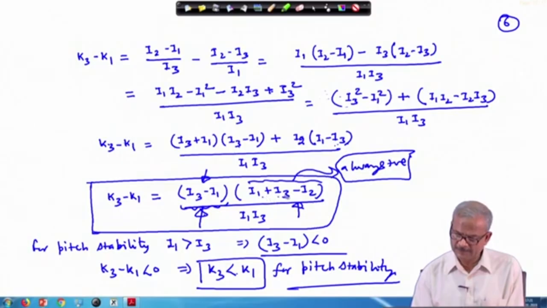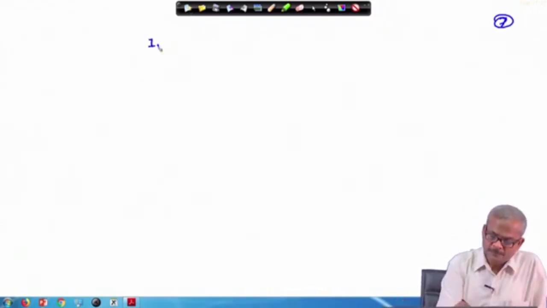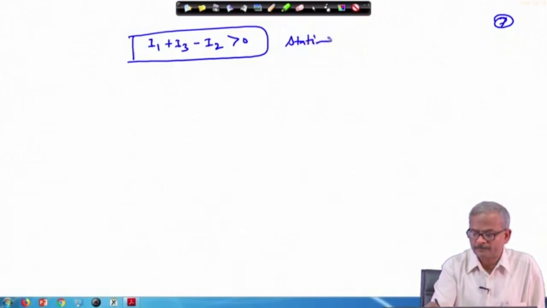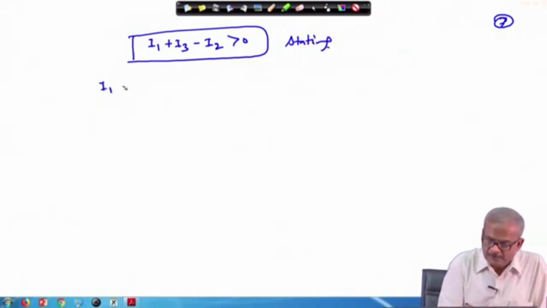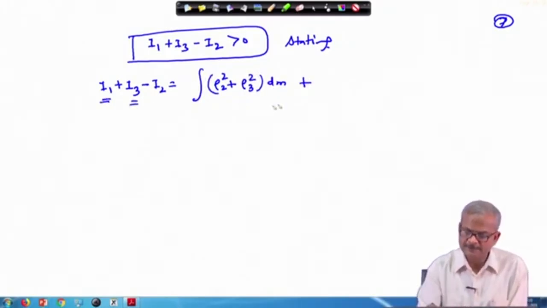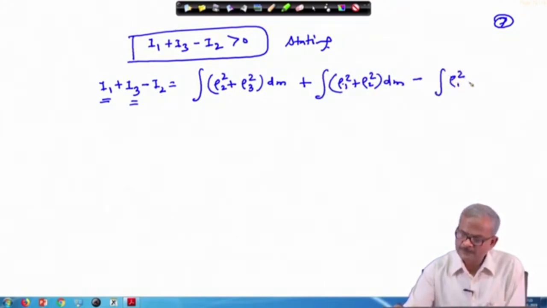Now, let us look into this part, I1 plus I3 minus I2. Why is this always positive? I1 plus I3 minus I2 is greater than 0; this is what I am stating. We can write I1 as the integral of rho2 square plus rho3 square dm; this is how inertia we have defined. Then I3 equals rho1 square plus rho2 square dm, and then minus I2, which is rho1 square plus rho3 square dm.